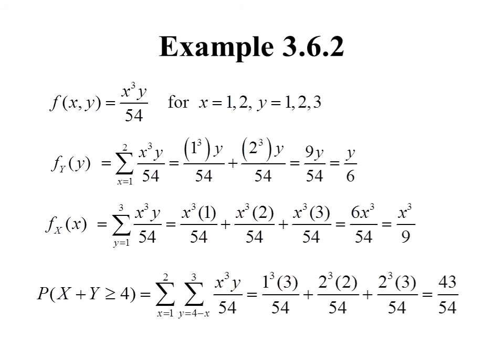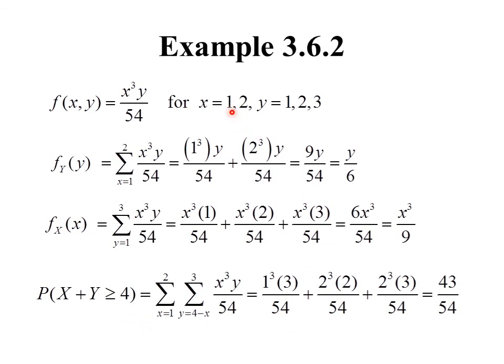Now, let's calculate a probability. Suppose we want to calculate the probability that X plus Y is greater than or equal to 4. Okay? So what we're going to do is add up our joint PMF over all values of X and Y that satisfy this inequality. So in formal terms, this is what we're going to evaluate. Now, in more informal terms, what we can do is simply look at every single pair of values of X and Y and ask ourselves, does that pair satisfy this inequality that X plus Y is greater than or equal to 4? If it does, then we're going to plug that pair into our joint PMF and add them up. If not, then we're not going to plug them in.